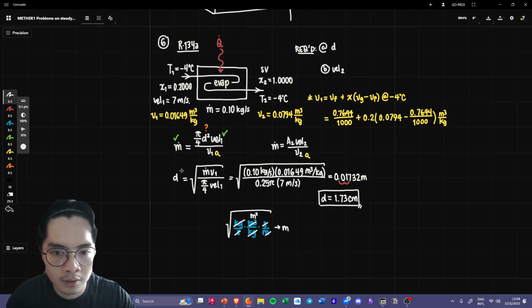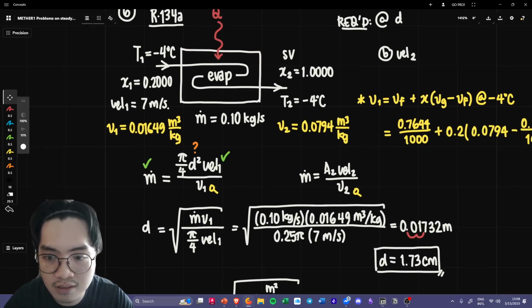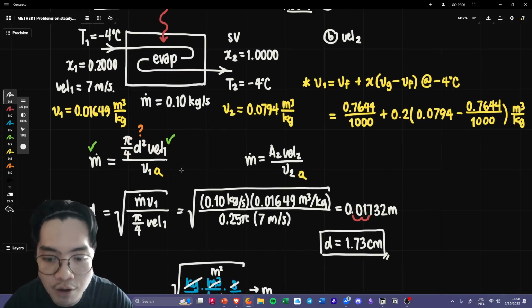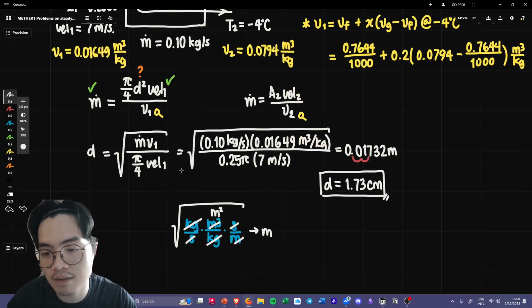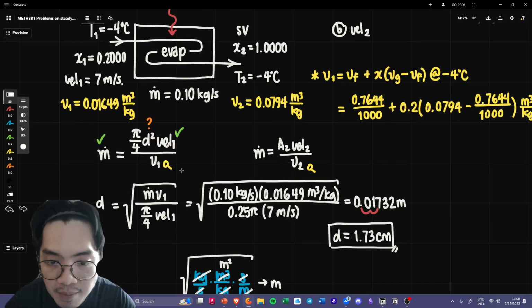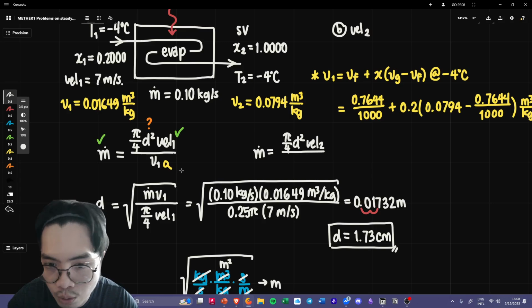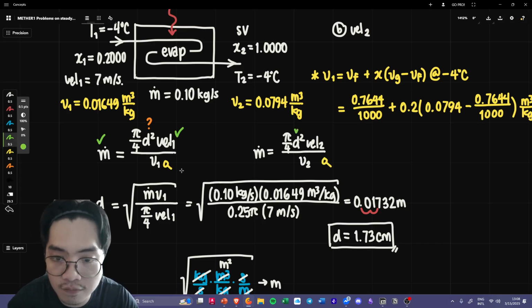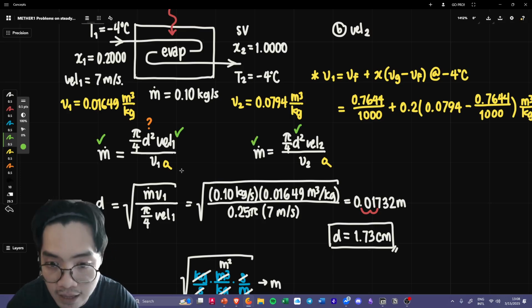And now we go to the next question, which is, what is the velocity at state 2? Well, if we now know the diameter, which is this thing, 1.732, I will store that. If we now know the diameter, we can now compute the area. So again, let me rewrite all of this. Pi over 4 d squared vel2 over v2. We now know the value of v2. We also now know the value of d. We know the value of m dot, therefore we can find the value of vel2.